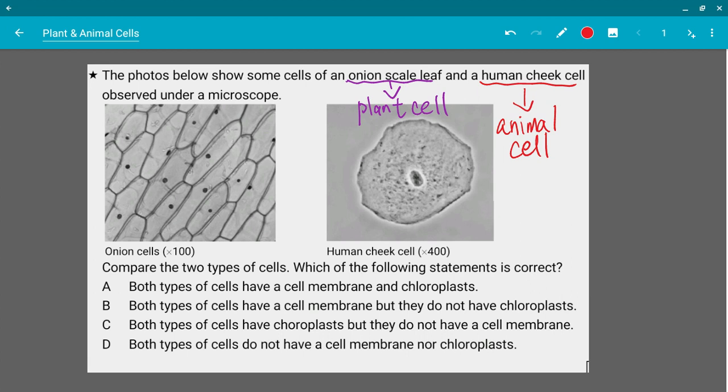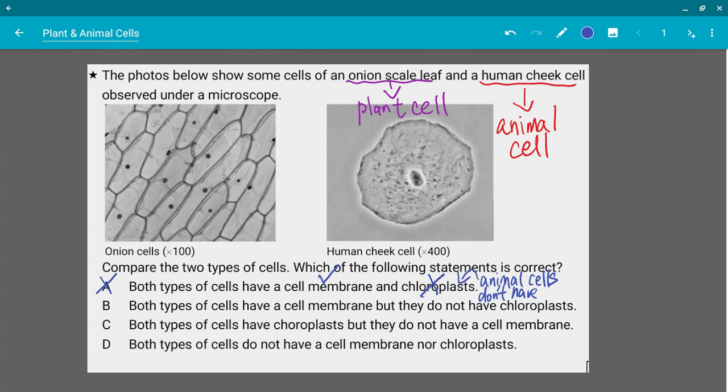Okay, let's read option A. Both types of cells have a cell membrane and chloroplasts. So is it true? The answer is no, because both of them indeed do have a cell membrane. However, do animal cells have chloroplasts? The answer is no. So this is wrong, hence why option A is also wrong. Animal cells do not have chloroplasts. Let me write that down. Animal cells don't have chloroplasts.